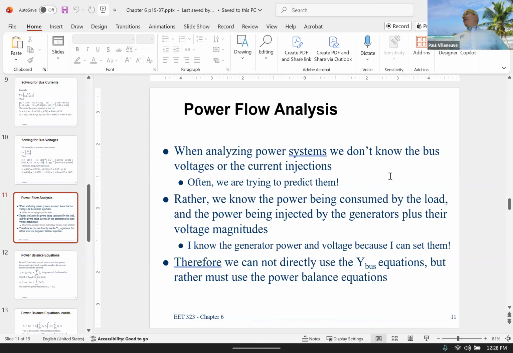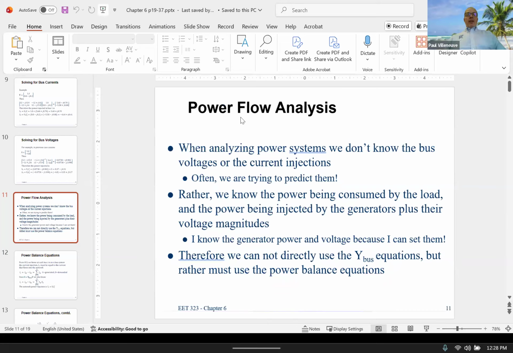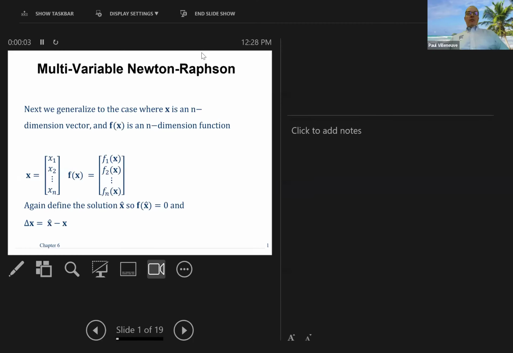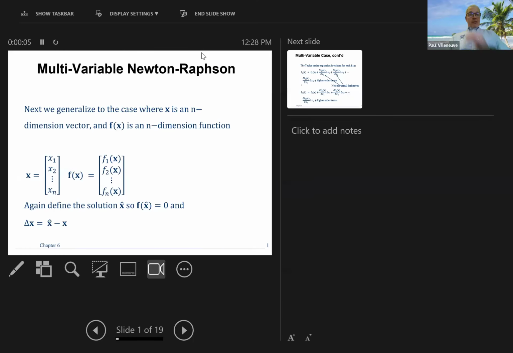So we're going to finish up the Newton-Raphson and specific applications to power systems.